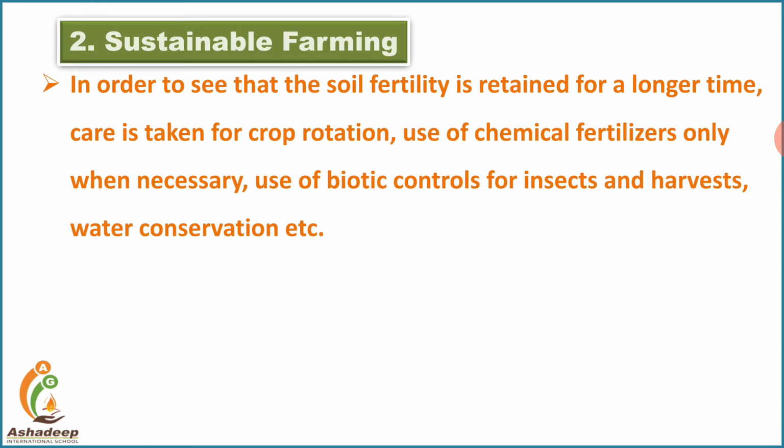Second one is sustainable farming. In order to see that the soil fertility is retained for a longer time, care is taken for crop rotation. Second method to avoid the use of chemical fertilizer and insecticides is sustainable farming, in which, in order to maintain the fertility of the soil for a longer period of time, the farmer keeps on rotating the crop in the farm.